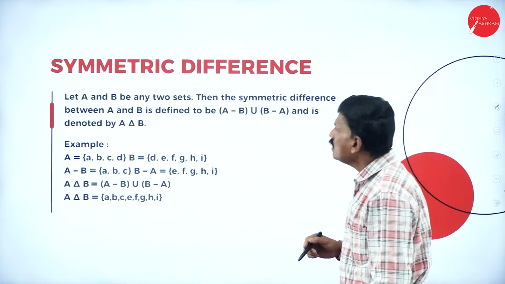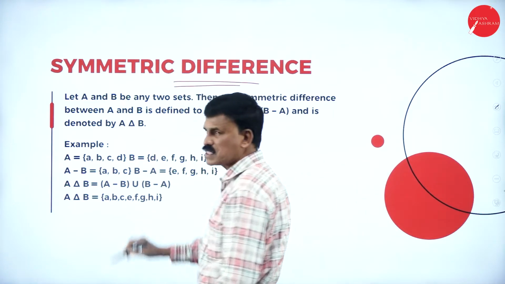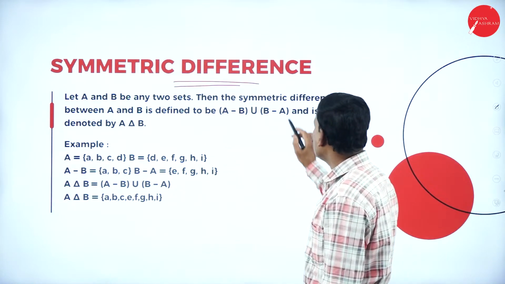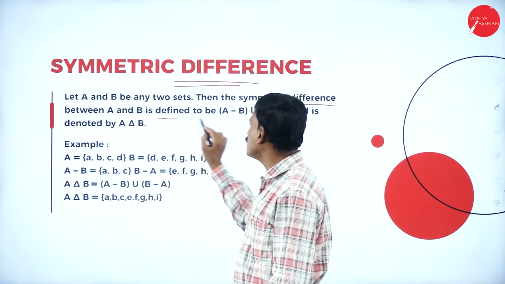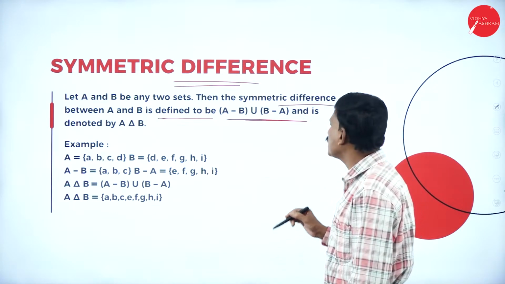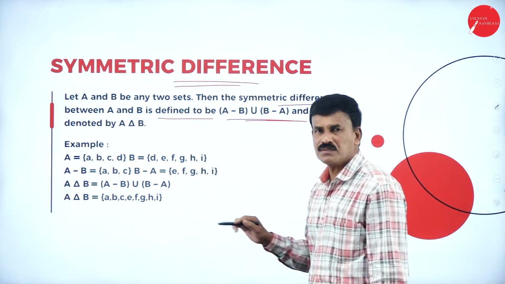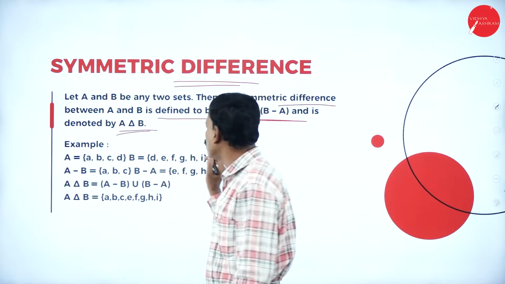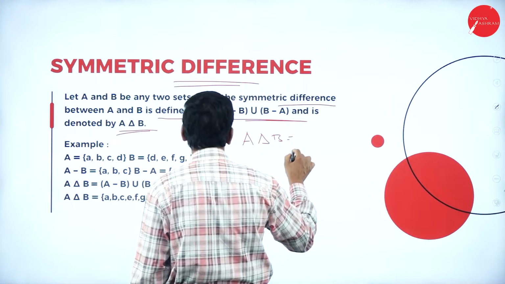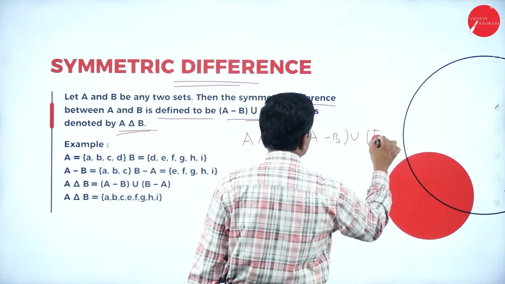Okay. Now, let us come to the symmetric difference. What is meant by the symmetric difference? Let us consider two sets A and B. If A and B are any two sets, then the symmetric difference between A and B is defined as the union of A minus B and B minus A. It is denoted as A delta B. The symmetric difference of A and B is A delta B, equal to the union of A minus B and B minus A.